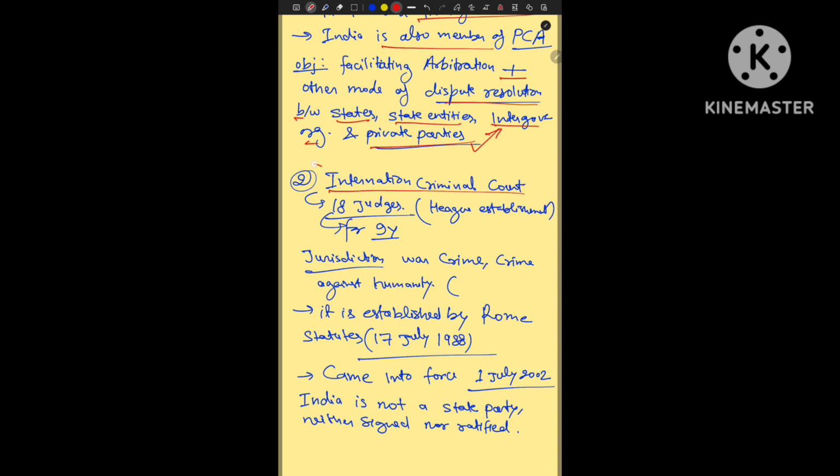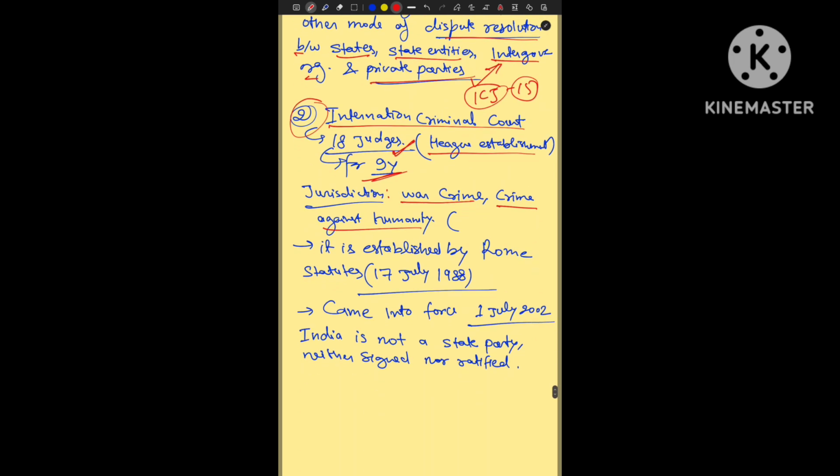Another one which also creates some confusion is the International Criminal Court. This organ is also in The Hague, and there are 18 judges. In ICJ there were 15 judges only, but here there are 18 judges, and their tenure is 9 years. The jurisdiction of this organ covers war crimes and crimes against humanity. If any state commits such crimes, they can approach.